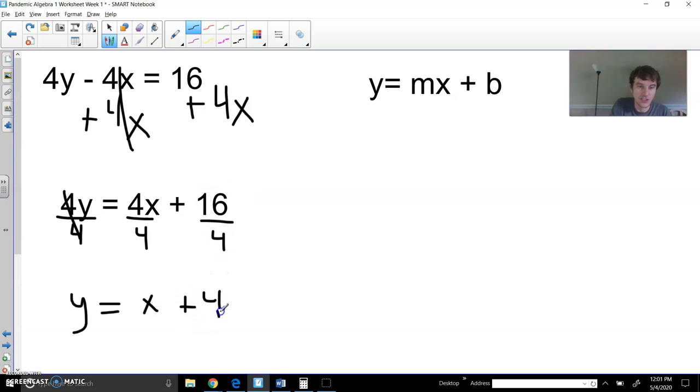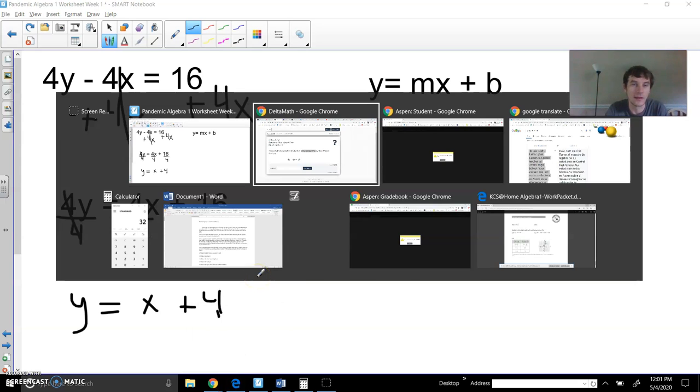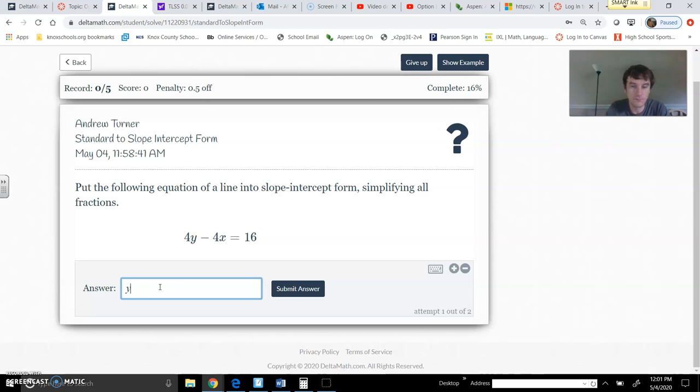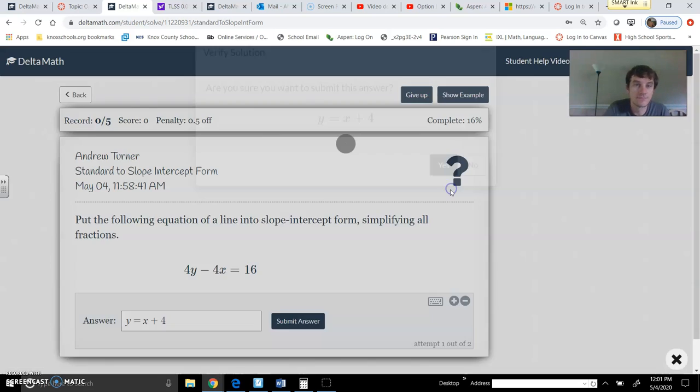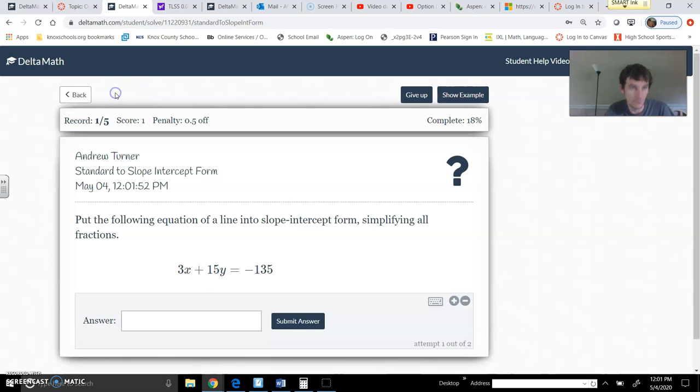And so now I have changed this into slope-intercept form, and basically it needs to be y equals x plus 4. No negative, that was a typo. And so let's see how we did. And it says we're doing well. So let's go to the next problem.